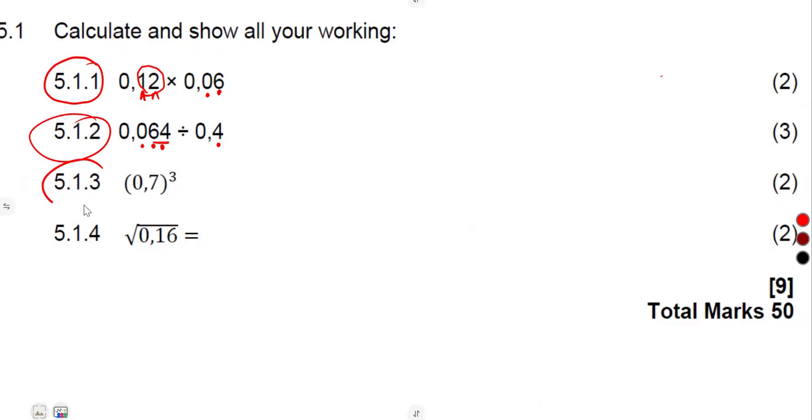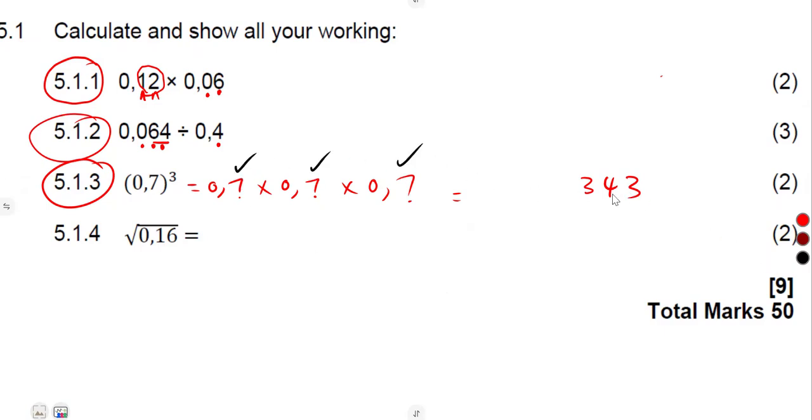All right. 5.13, 0.7 to the exponent of 3. That simply means 0.7 times 0.7 times 0.7. So that's 7 times 7, 49. 49 times 7, that's 343. So how many decimal places are we going to have? 1, 2, 3. Our answer must have 3 decimal places. So that's going to be 0.343.